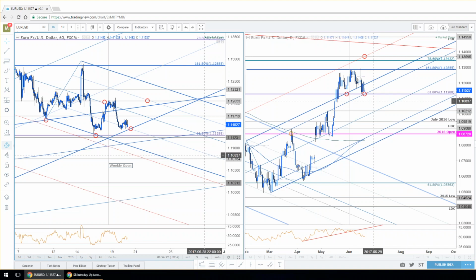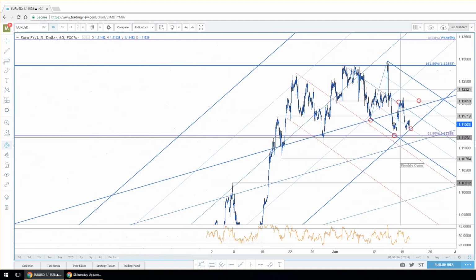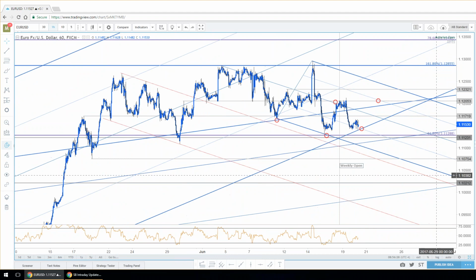If that were to break, again, you know, sayonara. You look for a larger correction here in the euro. So, a real critical juncture to start off the week.